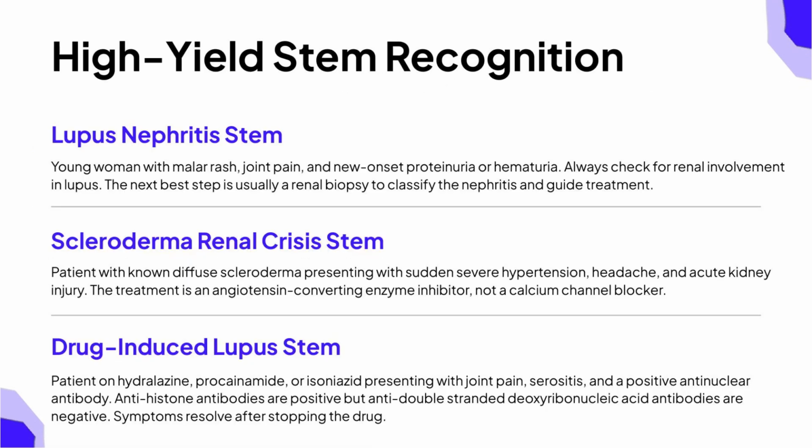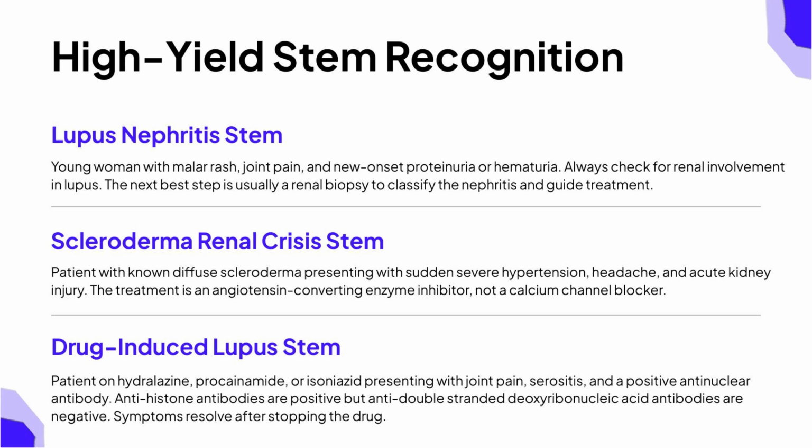Now let us talk about high-yield stem recognition. These are the classic question patterns you will encounter. For lupus nephritis, the stem will describe a young woman with known lupus or classic lupus features who now has proteinuria, hematuria, or rising creatinine. The boards want you to know that renal biopsy is the next best step to classify the type of nephritis and guide treatment.